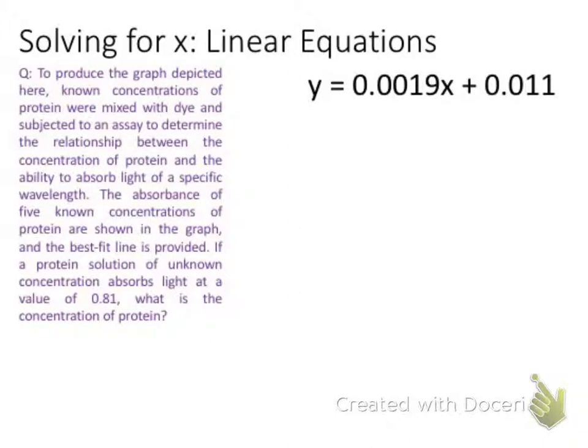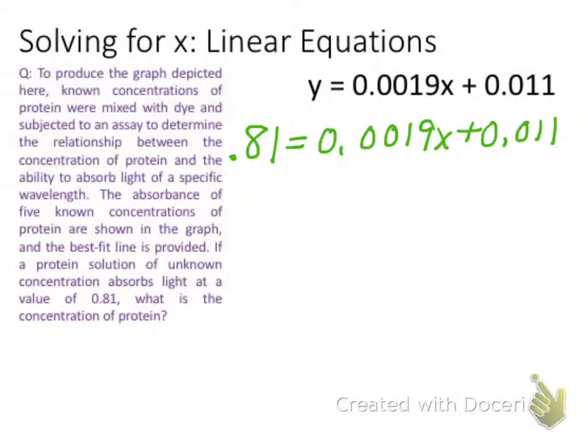Probably the trickiest part of this calculation is knowing if the 0.81 has to stand in for the y or for the x. But as we saw in the last slide, absorbance is on the y-axis. So what we need to do is put in 0.81 equals 0.0019x plus 0.011. Even if you don't really understand the protein assay, you should be able to solve for x using basic algebra at this point in the calculation. Now that we have it written out like this, we really want to get to the point where we've isolated x. It's going to take us a couple steps to do that.